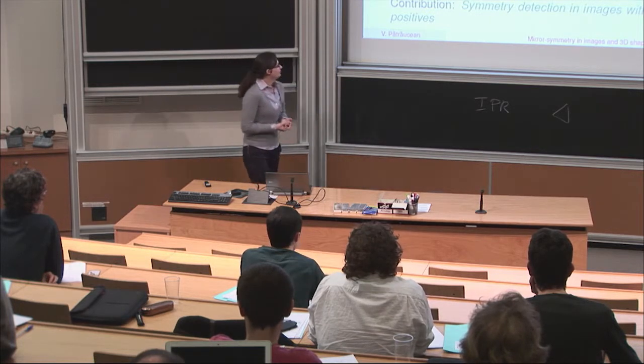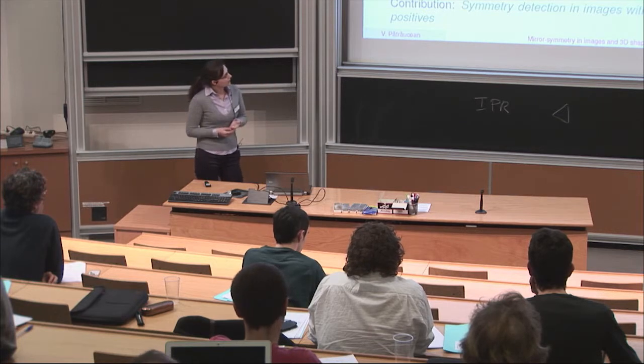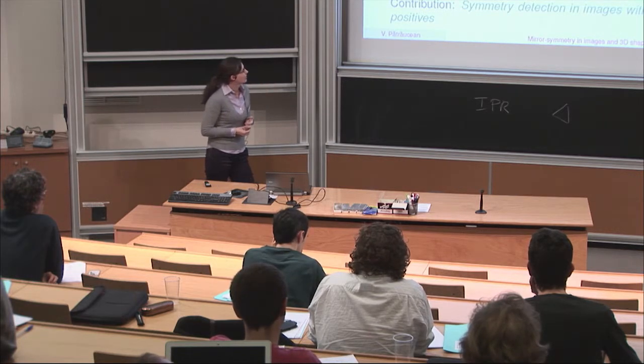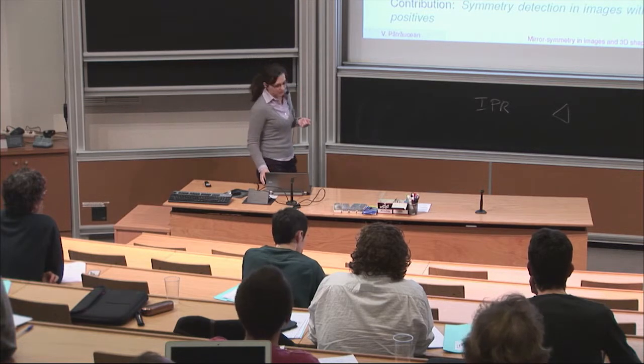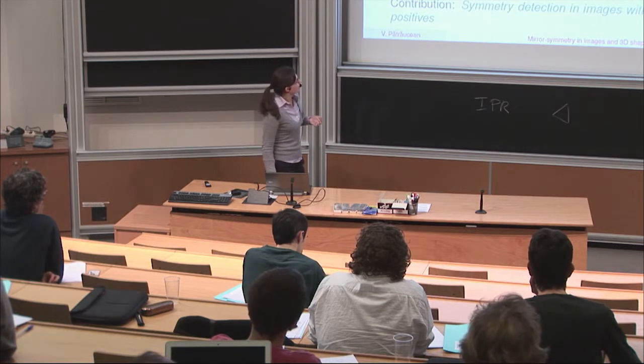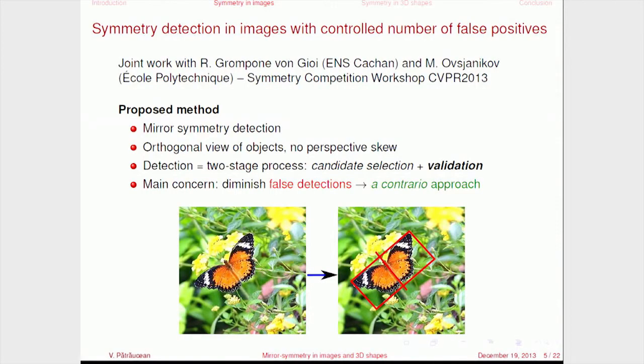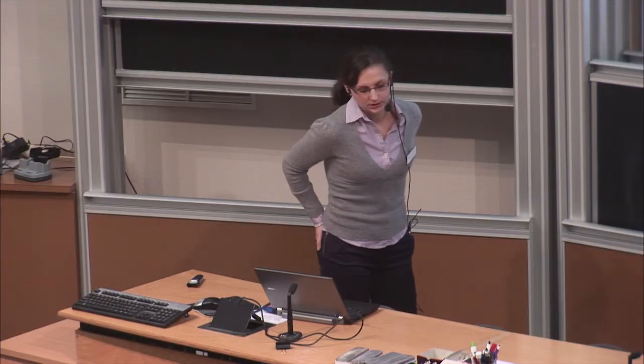So what we did, we proposed a symmetry detection method that controls the number of false positives, because this is the main issue. We have a lot of false detections in the existing works. This was a joint work with Rafael Grom and Max Ovzhanikov from Polytechnic, and it was presented in a symmetry competition workshop this year at CVPR. And our method got the best accuracy on a dedicated benchmark.